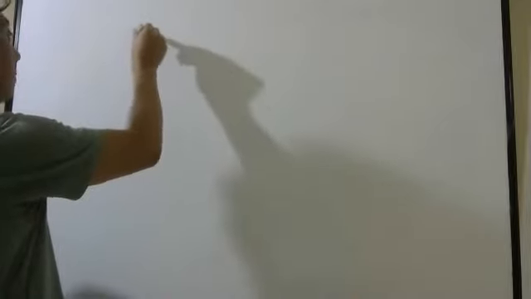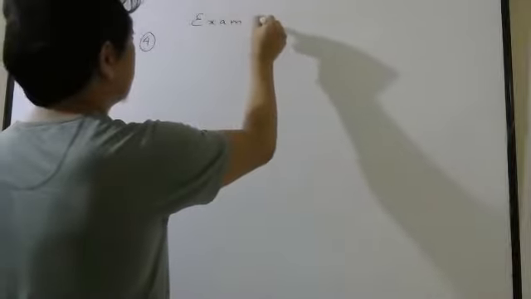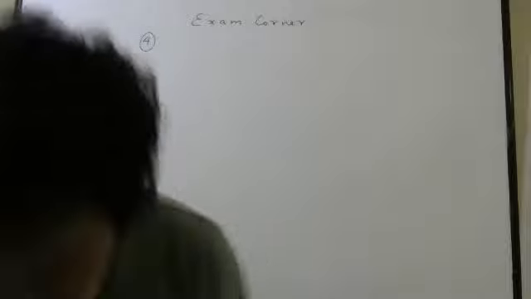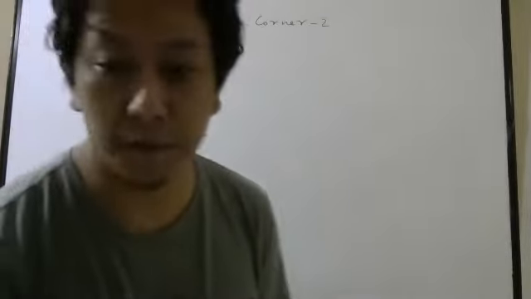What was the last question we have done? I think exam corner 2 we are doing. Exam corner 2, question number 3 I asked you to try. Question number 4 we have to do. Is it correct? Question number 4. Okay. Exam corner. What is the number of the exam corner 2? Question number 4.